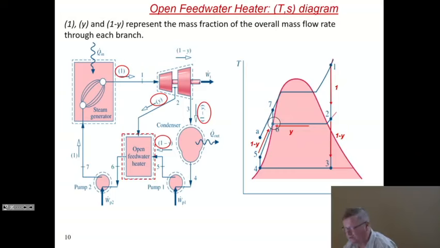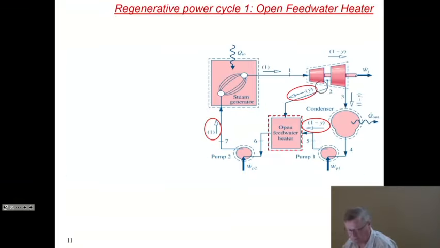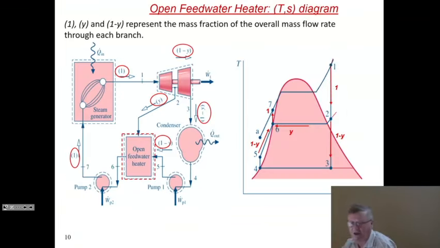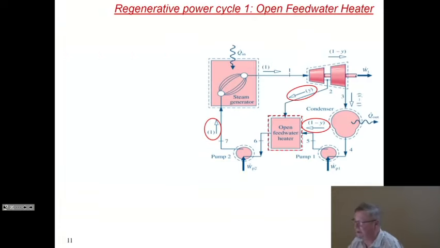From point number 6 on, it gets pumped through this pump to point number 7. It gets sent through the steam generator, and it gets back to point number 1. So that's how we get to this TS diagram from this schematic. Let's look at the equations.